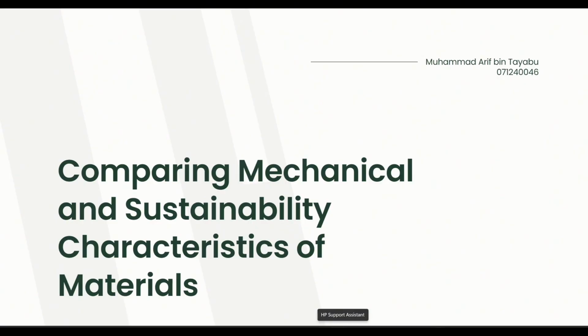Today we are going to explore four major material classes, which are metals, polymers, ceramics, and composites, and compare their mechanical and sustainability characteristics. We will also look at how structure property relationships influence durability, recyclability, and cost, and examine real examples where hybrid or composite materials outperform single material solutions. This presentation is aimed at a multidisciplinary engineering audience, so I'll keep explanations intuitive and visual.